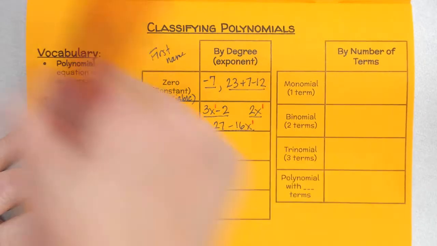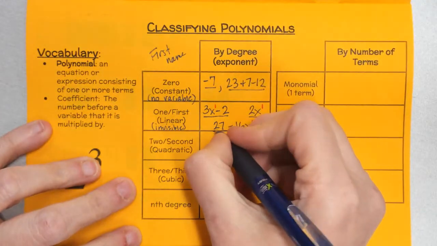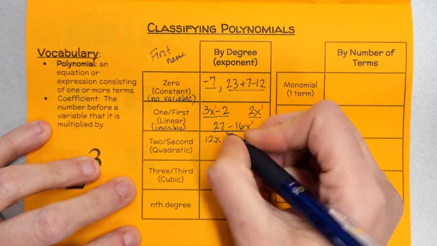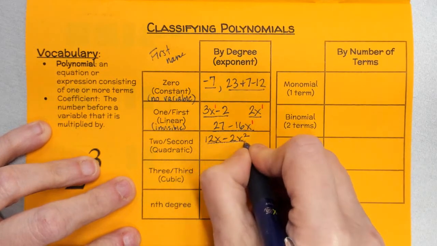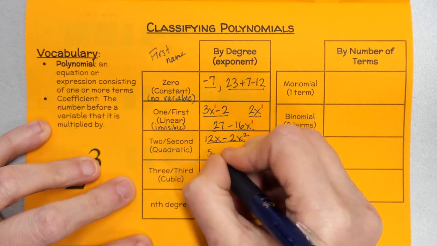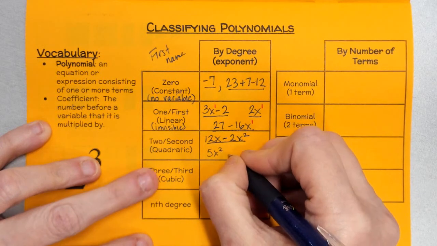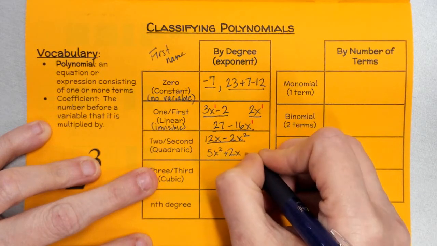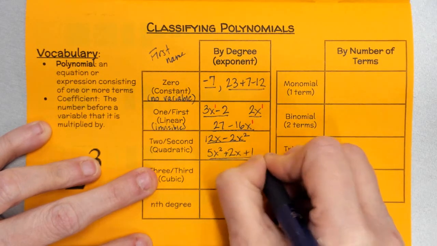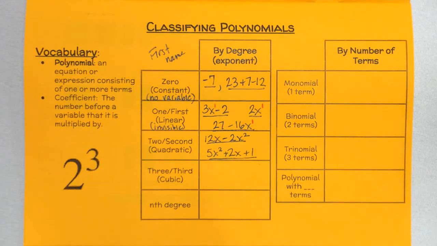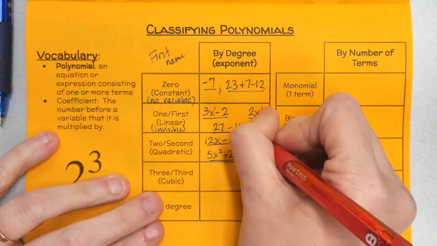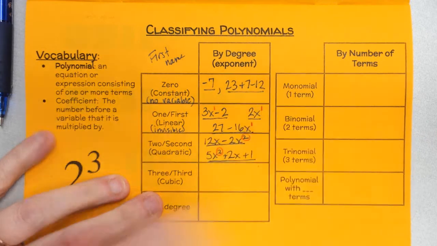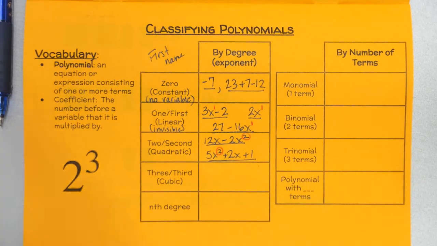So we might see something like this: 12x minus 2x squared. That might be an expression we see. We might see 5x squared plus 2x plus 1. Okay? And what makes these quadratic is that the highest exponent we see in them is 2. That's the highest we see, and that makes these quadratic.